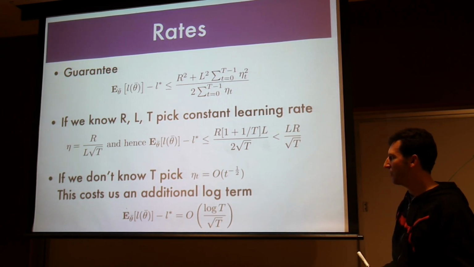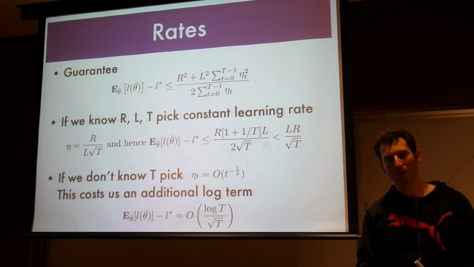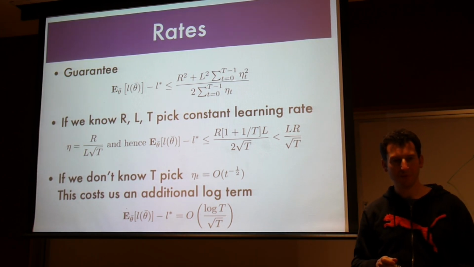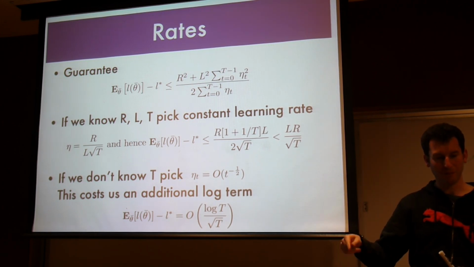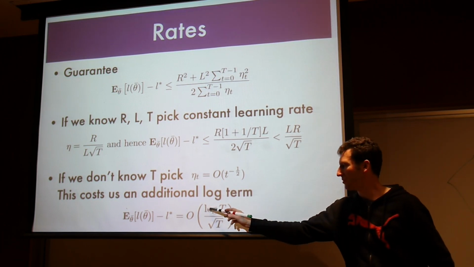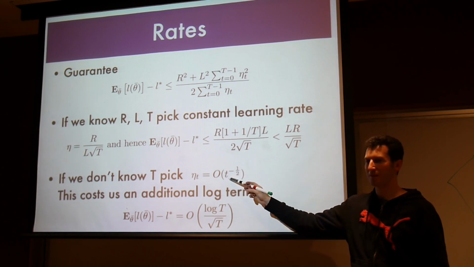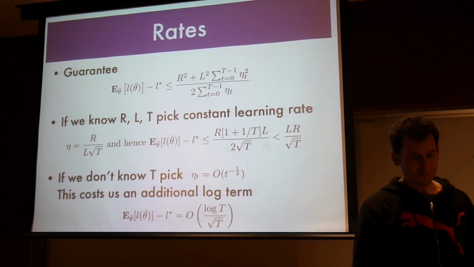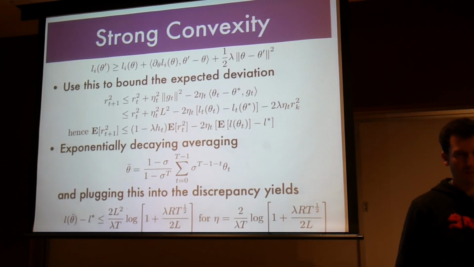Okay. Now if we don't actually know T, so basically the algorithm keeps on running and at some point we're told, okay, stop now, then it's a good idea to pick this update rate to go like 1 over square root of the number of steps so far. In that case, you pay an additional log term, but otherwise the rate stays the same. So in practice, this is a much better idea. Now, if you have strong convexity, life gets even easier.